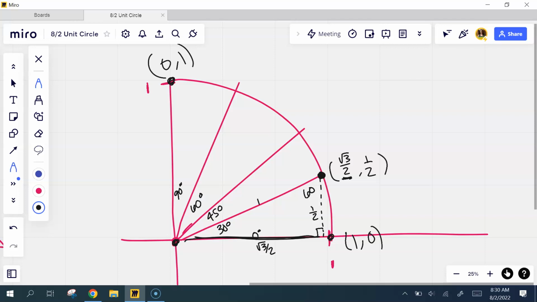Y'all ready to do the next one? Okay. What's the what? What other little lines? Oh, those are radians. We're going to talk about those in just a minute.